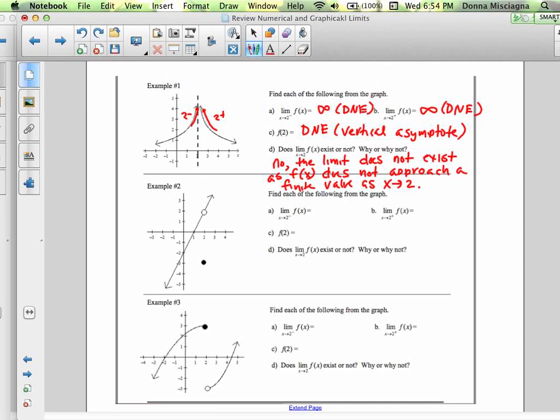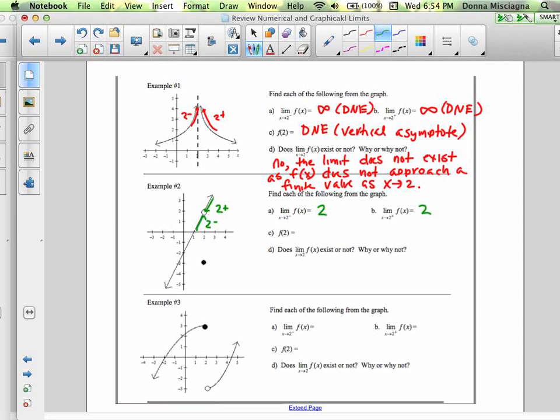All right, let's find this one. The limit as x approaches 2 from the left. So here we are approaching from the left-hand side, and our function is approaching 2. The limit of f of x as x approaches 2 from the right. I probably should put a little arrow here. So here we're approaching from the right. And again, we are approaching the value 2.